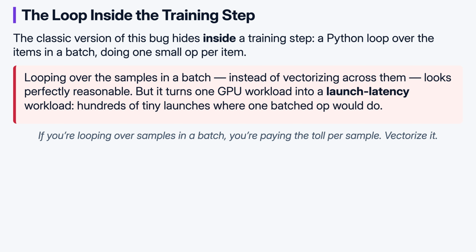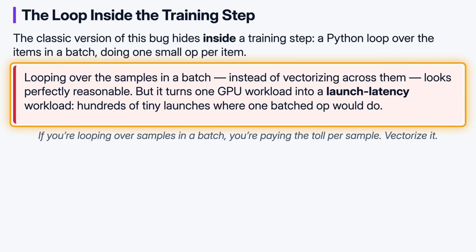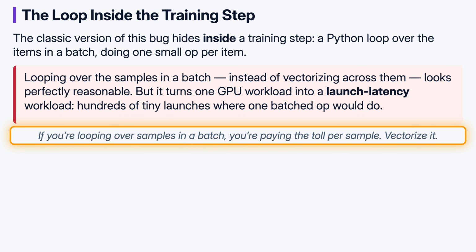The classic version of this bug hides inside a training step. It is a Python loop over the items in a batch. It runs one small op per item. Looping over the samples looks perfectly reasonable, but it turns one GPU workload into a launch latency workload. Hundreds of tiny launches, where one batched op would do. If you are looping over samples in a batch, you pay the toll per sample. Vectorize across the batch instead.